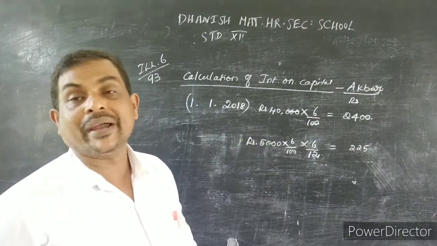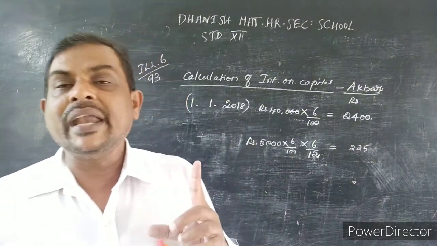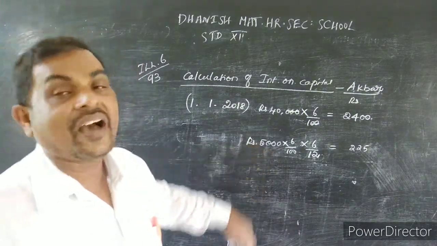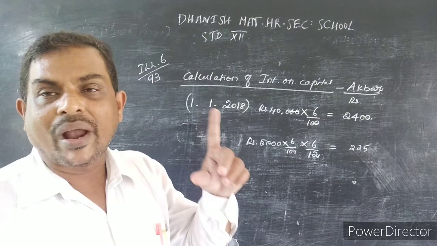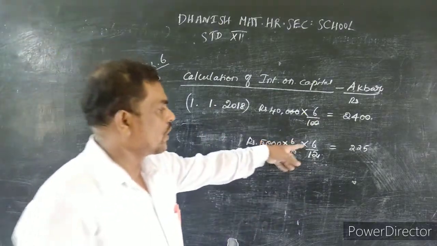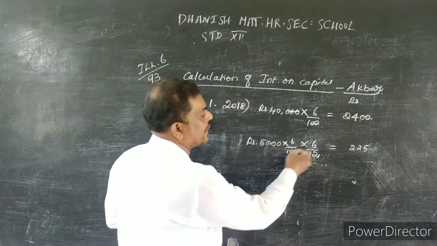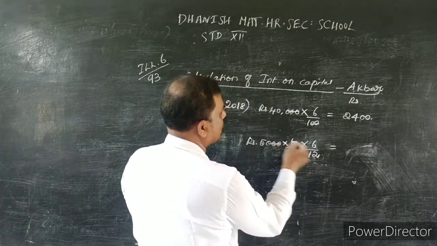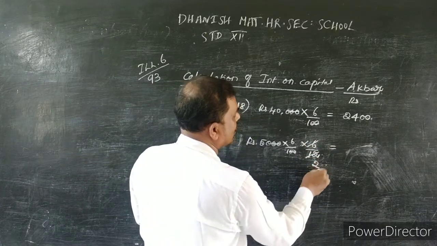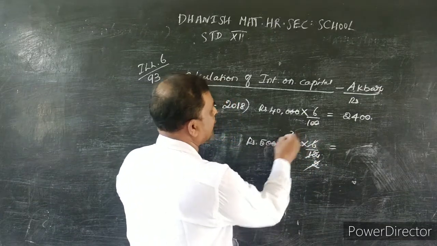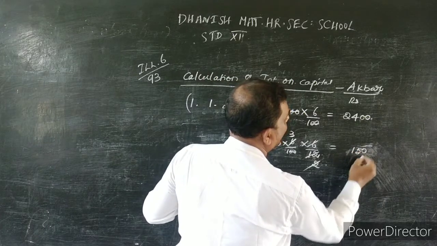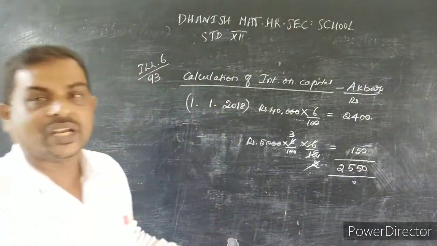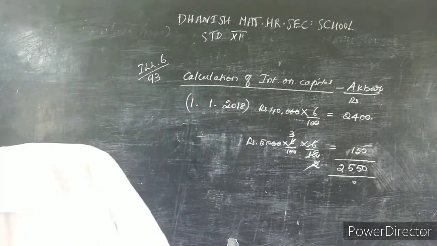So average period means 6/12. Listen carefully. If the date is not known or not given, you have to calculate by the average period method. Average period means for 1 year, the average is 6 months. So you have to calculate 5,000 into 6/100 into 6/12. So the value will be: 20 will be cancelled. 6 ones are 6, 6 twos are 12, 2 ones are 2, 2 threes are 6. 50 into 3 is equal to 150. So 2,550.